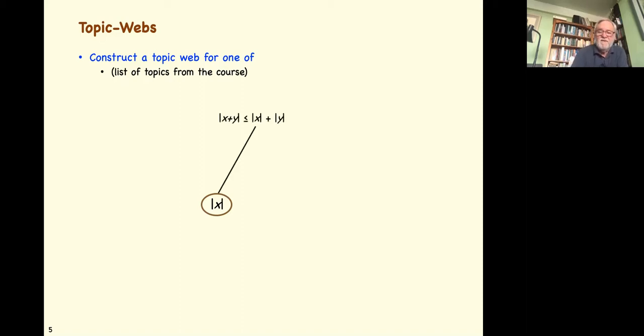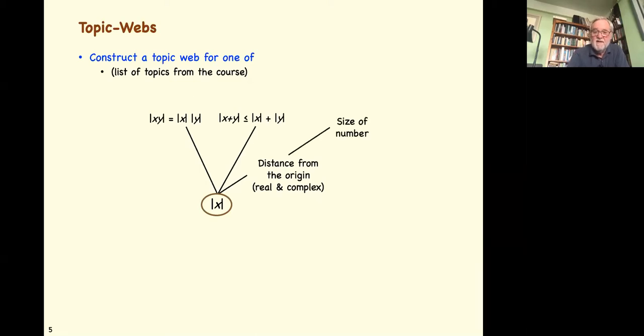Well, it's obvious to me at least, the triangle inequality, some version of it, is critical. The absolute value of a product is the product of the absolute values. These are manipulative aspects of mod X. So I would anticipate that they would show up in anybody's topic web. The notion that absolute value of X can be thought of as the distance from the origin, both in the reals and in the complexes. And they're used to talk about the size of a number.